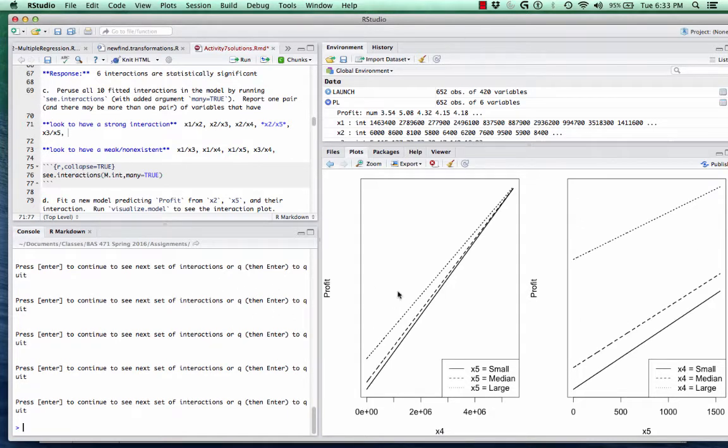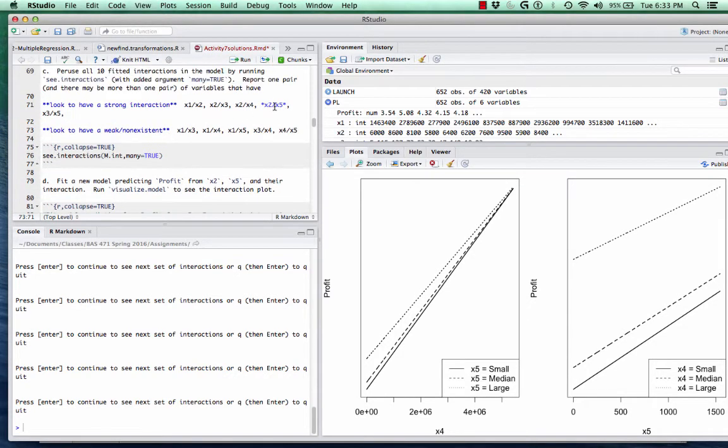And then finally, one more. All right, these lines are roughly parallel. We would say that the interaction is weak if it exists at all. The nature of the relationship, the strength of the relationship between profit and x4 is about the same regardless of the value of x5 we're focusing in on. And same thing for the relationship between profit and x5, about the same regardless of the value of x4 that we're focusing in on.